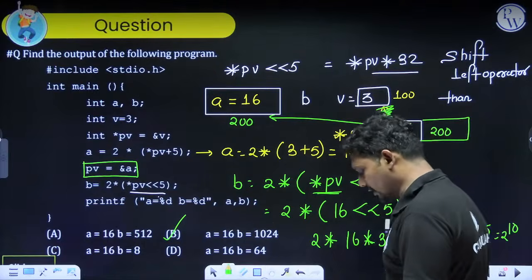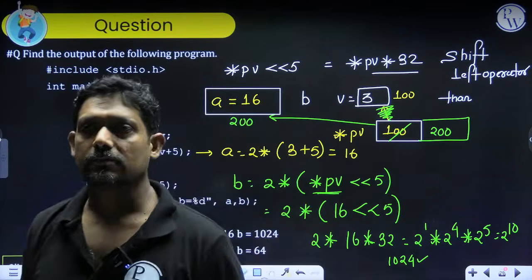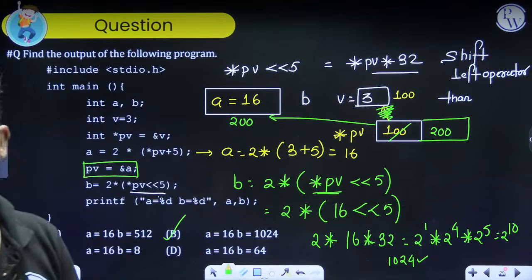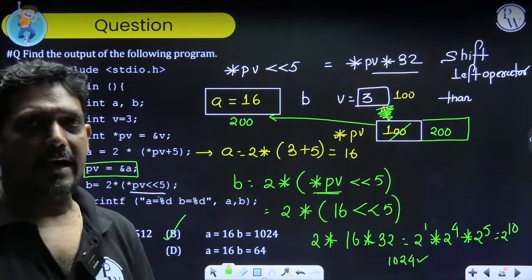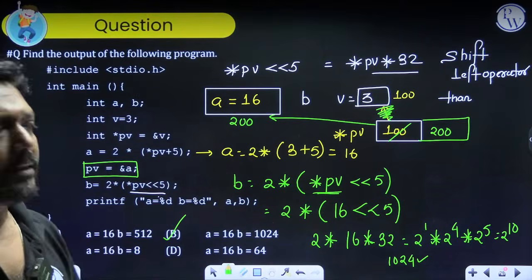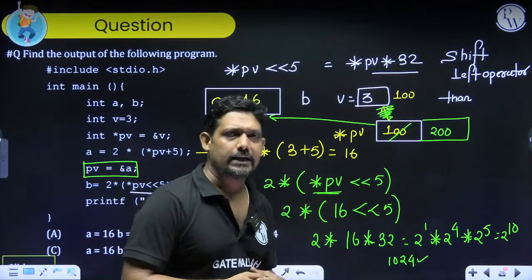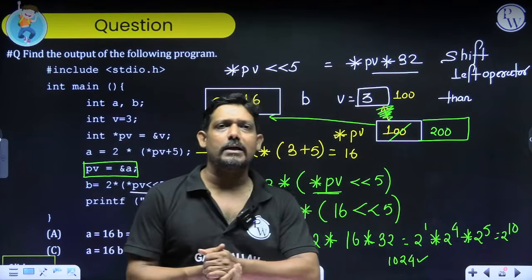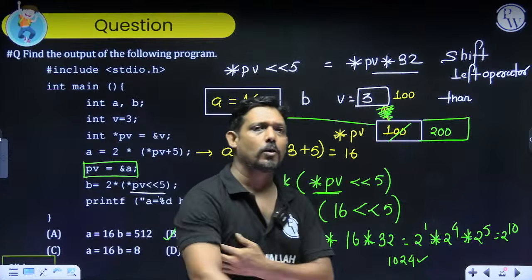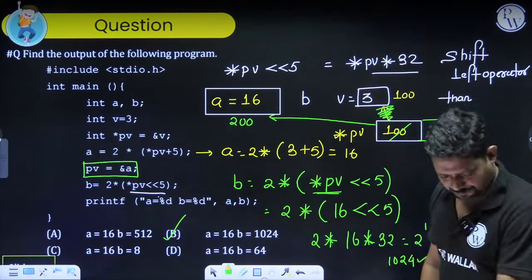Are you able to understand this question? Multiply, and another is the left shift operator, then it is divide. Okay, then it is divide. So right now it is multiplied. So 1024, multiply operator, and it will be like this.